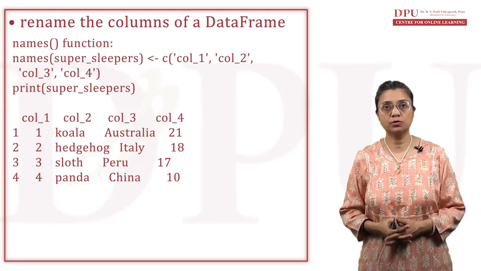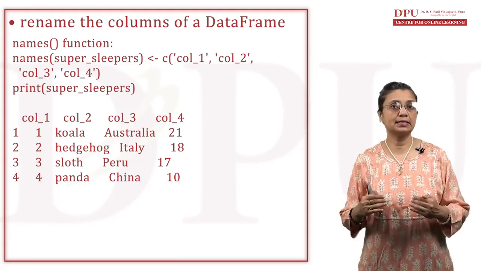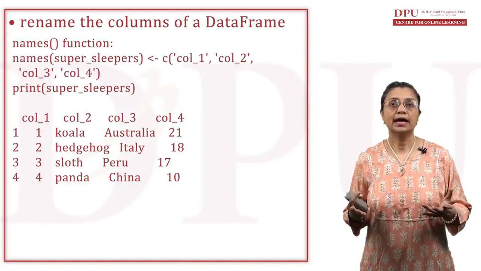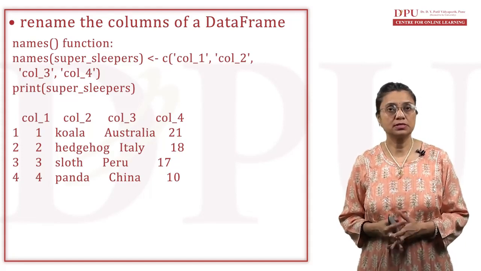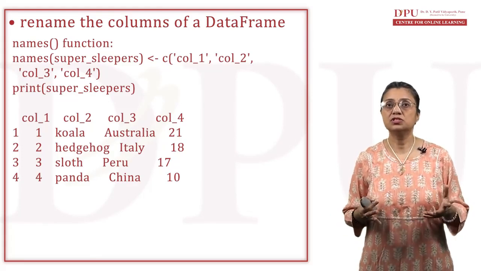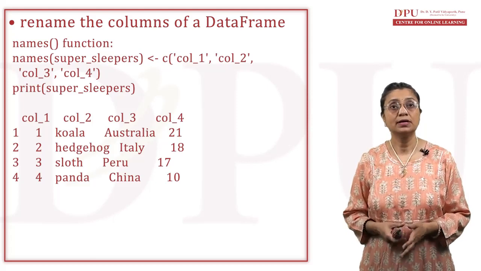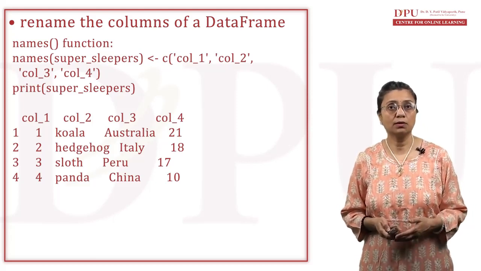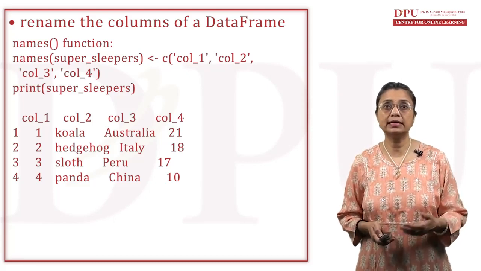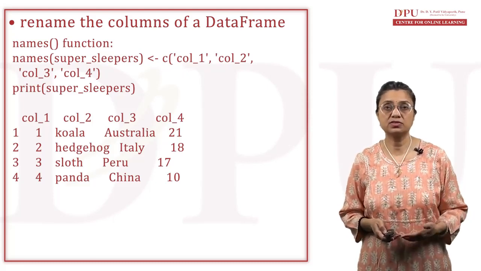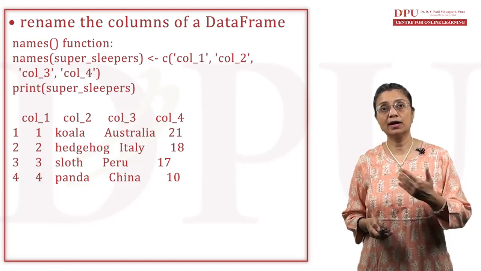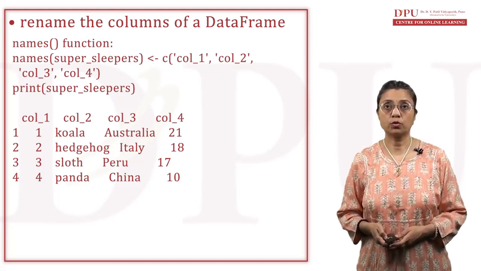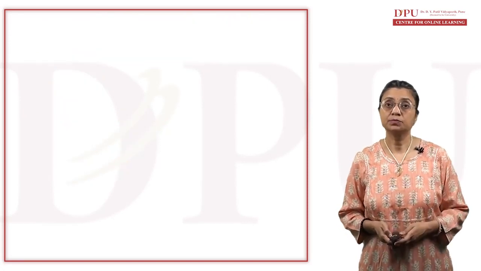You can see the output: when I print super sleepers, I get column 1, column 2, column 3 and column 4. So mainly, students, the names function is the function which is used to rename the columns of a data frame. If I want to rename the columns, it becomes very easy. Earlier the names were rating, animal, country and average sleep hours. But now I have changed them and I'm calling them column 1, column 2, column 3 and column 4. So the new names override the old names.